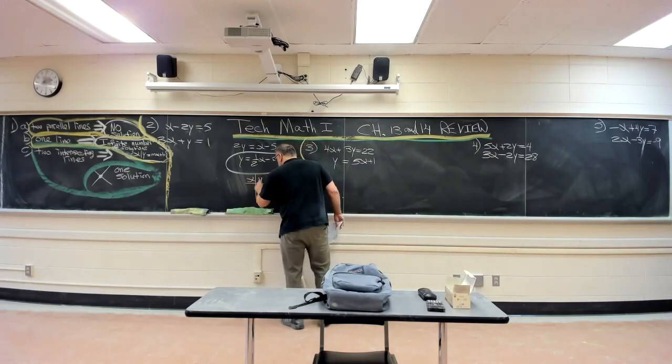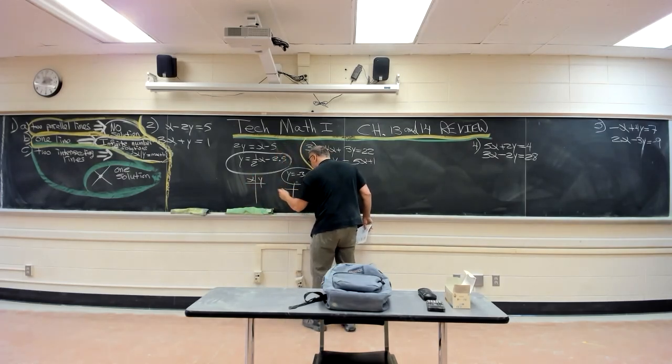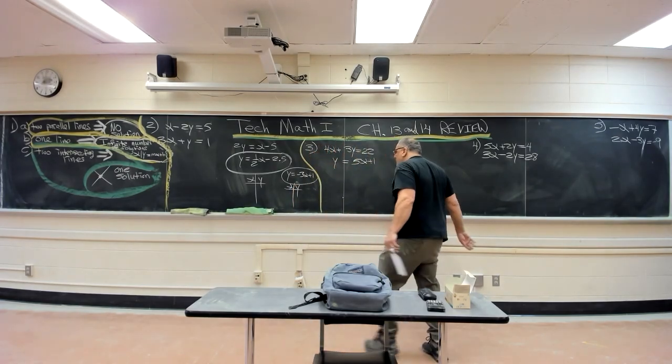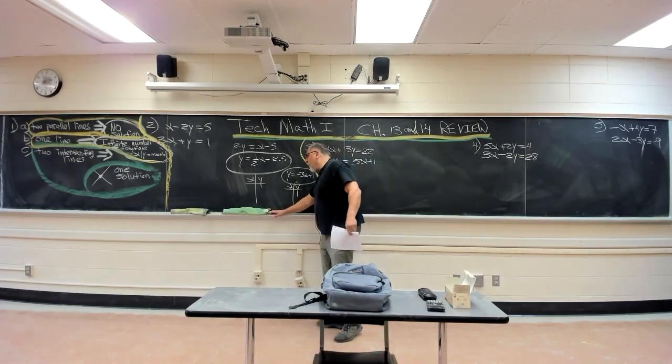Let's get an idea here. Is there an intersection? Are they the same line? Sure don't look like the same line. To have the same line, you have to have the same slope and same y-intercept. If they're parallel lines, you have to have the same slope and different y-intercept.